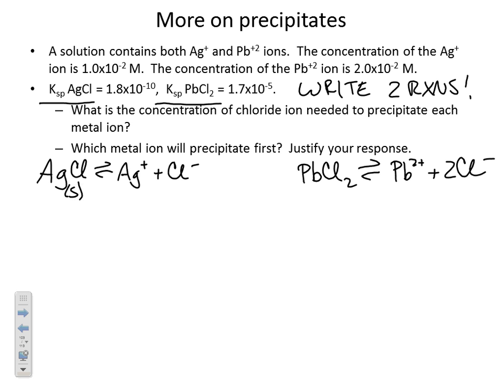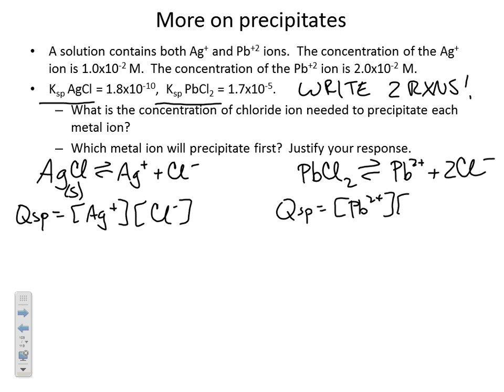That's a great place to start. What do we want to do next? For a Q problem, you want to write the expression. So the Qsp expression for this is going to be Ag plus times Cl minus, and this is going to be the concentration of the lead times the concentration of the chloride squared. And we want, it's asking about precipitation, right? So it's asking about precipitation. So the precipitation starts when Q is greater than K.